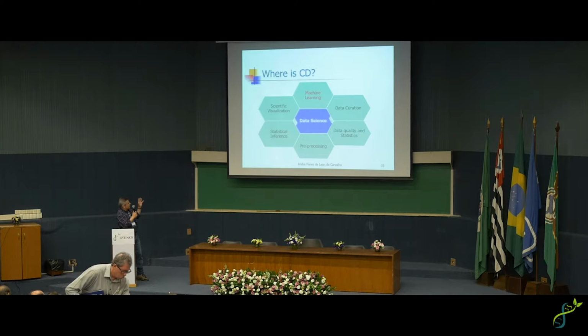So what is really data science? Data science is a combination of different areas like machine learning, data curation, as I mentioned before, data quality techniques, some descriptive statistics, pre-processing, statistical inference, scientific visualization, and many other areas.